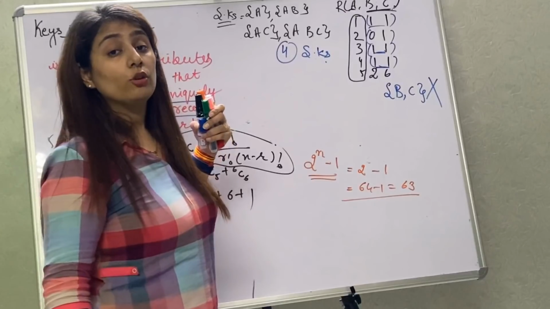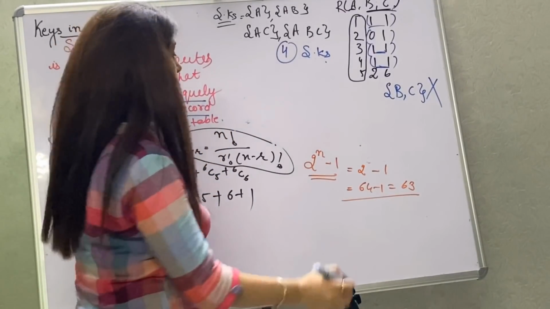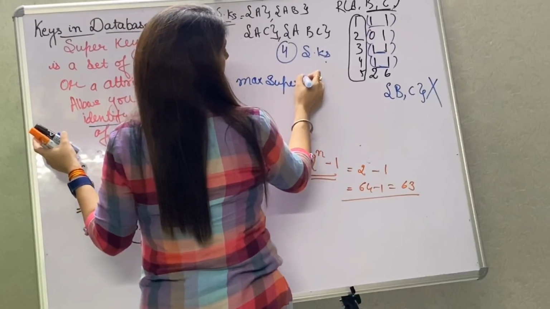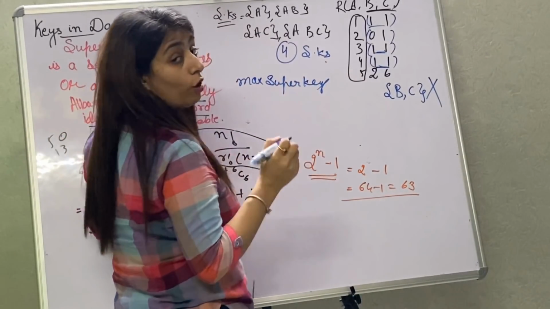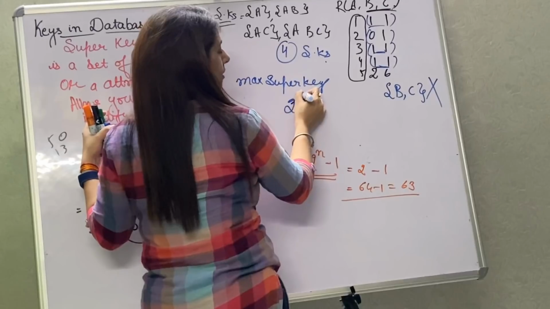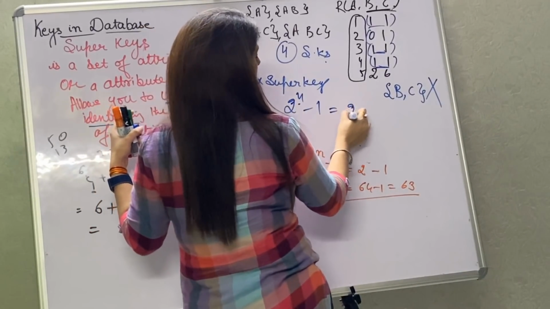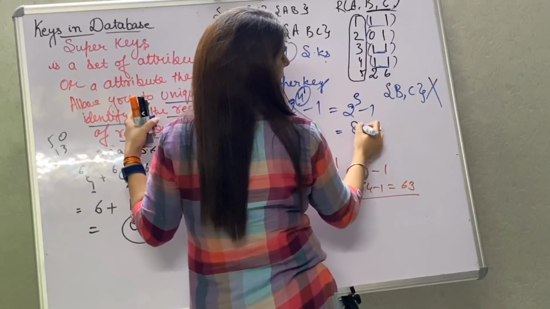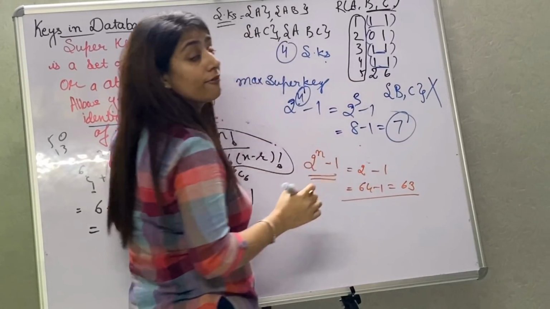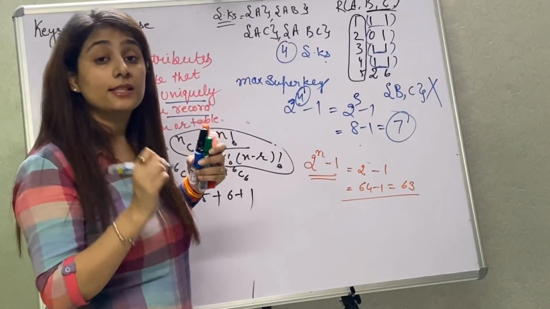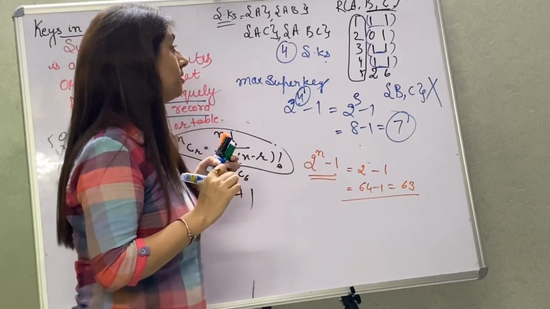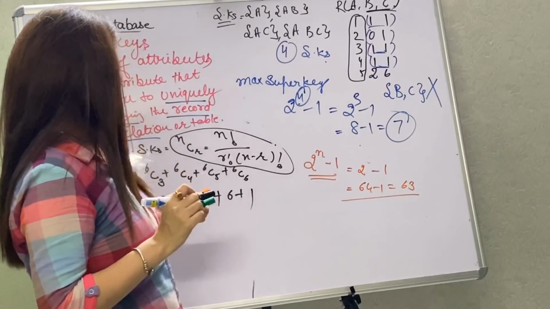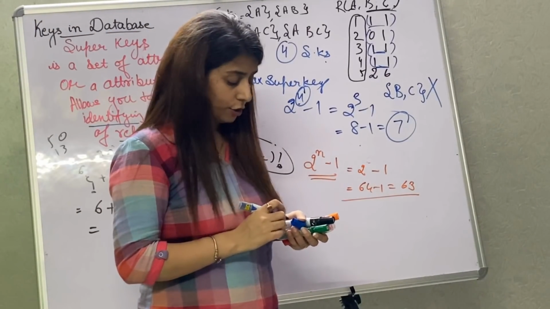Clear? If I have to calculate the maximum number of super keys here, what will I do? 2 raised to power n minus 1. What is n? The number of attributes. How many attributes? 3. So 2 raised to 3 is 8, minus 1. So there can be 7 maximum super keys. Clear? Fine. I hope it is clear to you.